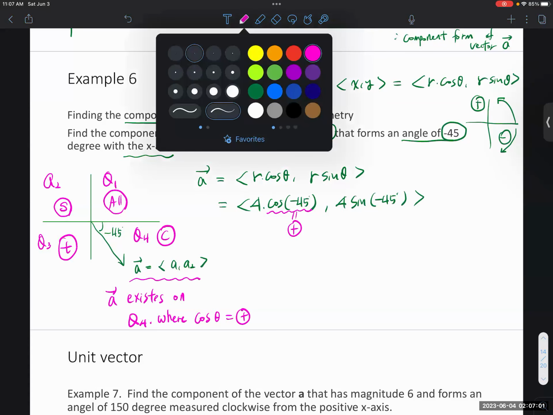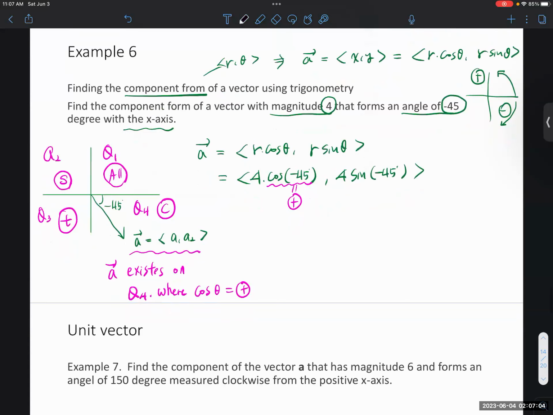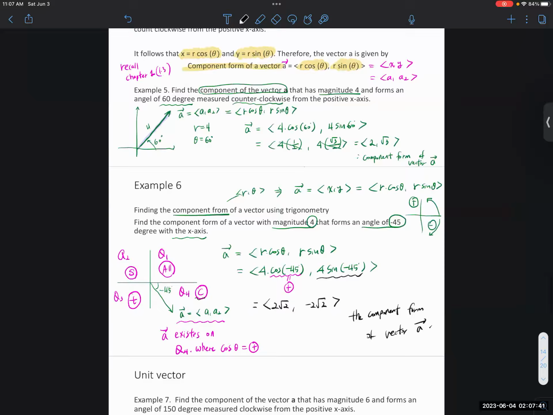Therefore, you can simply find cosine 45. Cosine 45 times 4, you can use a trigonometry table, or you can go to decimal, that's fine. It should be a positive outcome, 2 radical 2. And then this is going to be negative. In the 4th quadrant, sine should be negative because only cosine is positive. So it's going to be negative 2 radical 2. This is the component form of vector A. So we got it.